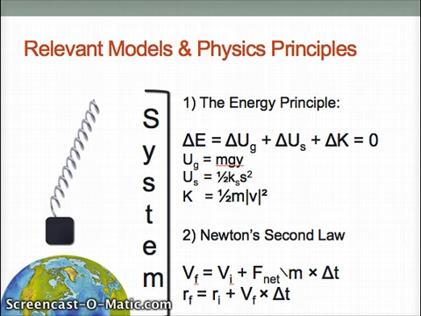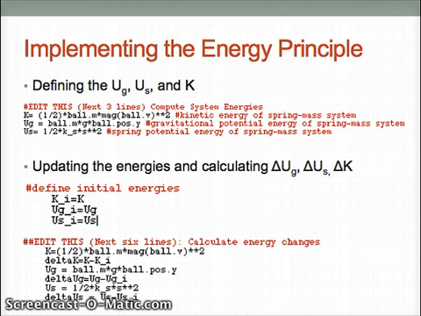Implementing the energy principle into our code required initially defining UG, US, and K from the formulas discussed on this slide. Each individual value must then be updated within the while loop, so delta UG, delta US, and delta K could be calculated. We first set the initial value of K, UG, and US. We then update K with the ball's new speed and calculate delta K by subtracting the new value of K from the initial value. Similarly, UG is updated with the ball's new position, and US is updated with the spring's new stretch. Delta US and delta UG are then calculated in the same manner as delta K.